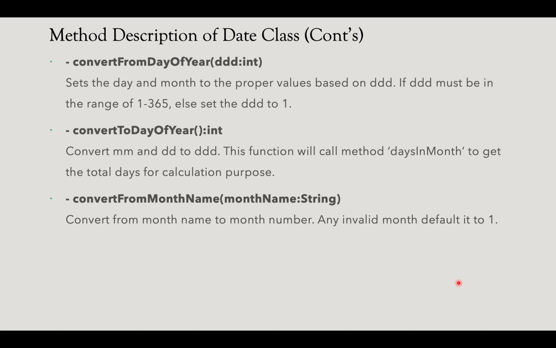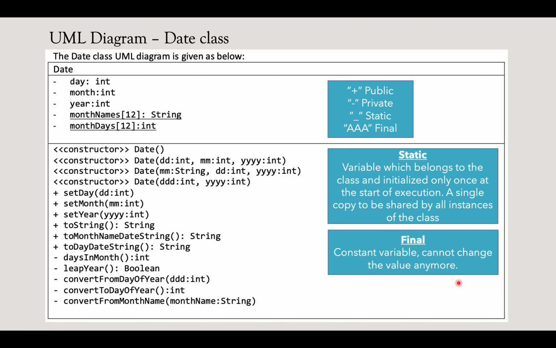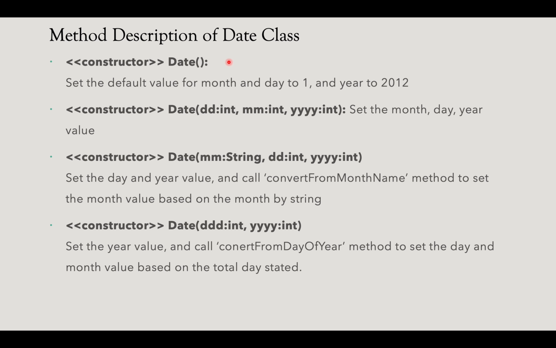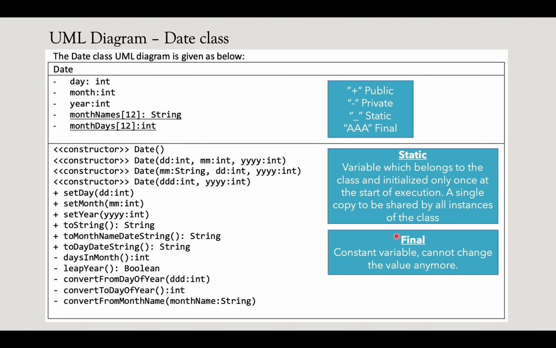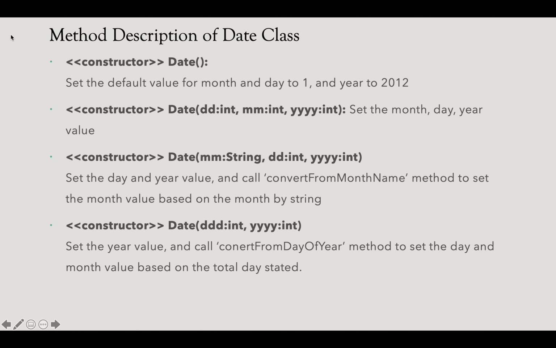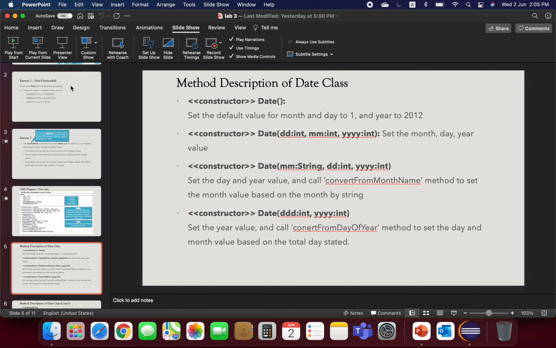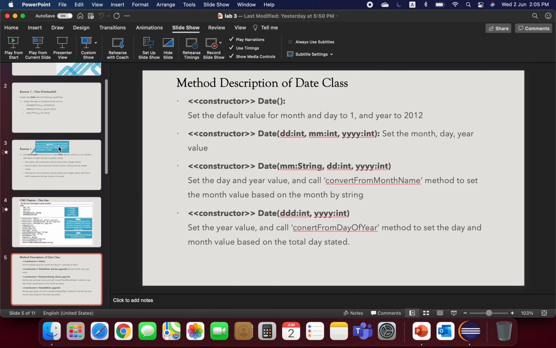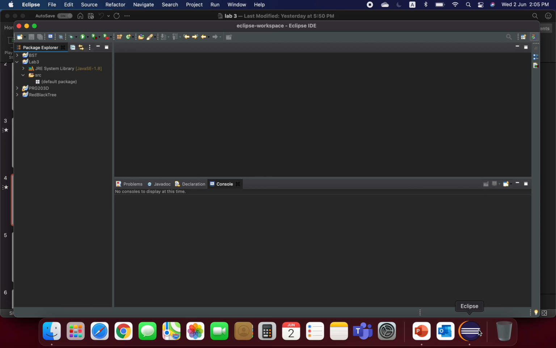So let me start with the date class first. This is the UML diagram. We will create our date class depending on this UML diagram, and also the method descriptions of each of the constructors or methods. All right, so let's begin now. Let me exit this PowerPoint and go to Eclipse.